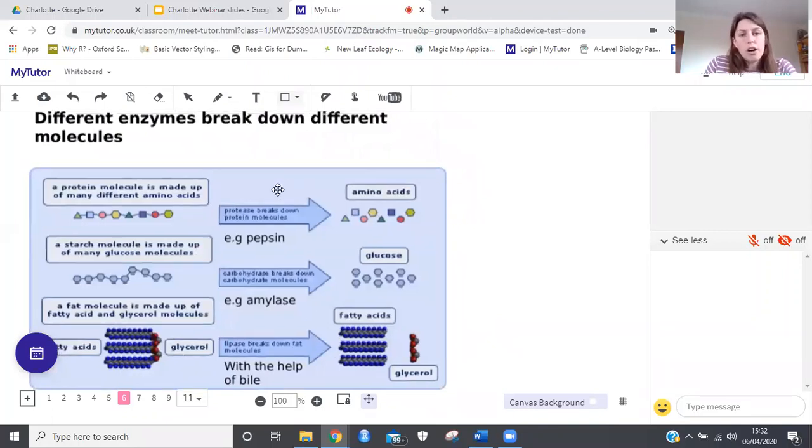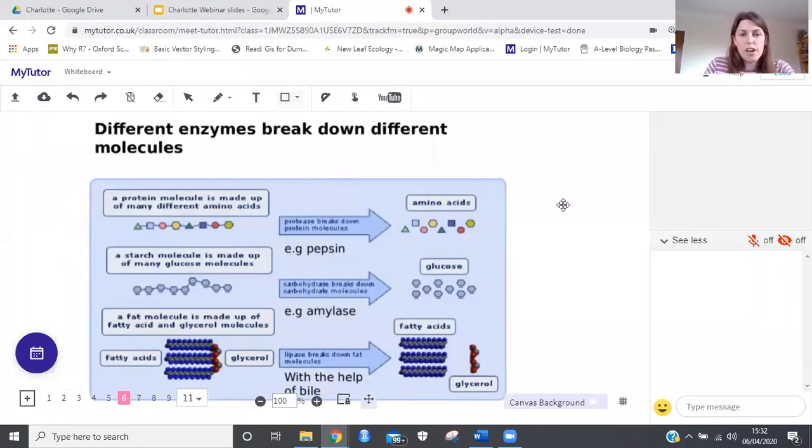Okay, so another thing that we need to learn for GCSE biology is which enzymes break down which molecules. So we've talked about how enzymes work, we've talked a bit about the digestive system and where enzymes are working, but we haven't talked about the enzymes themselves.